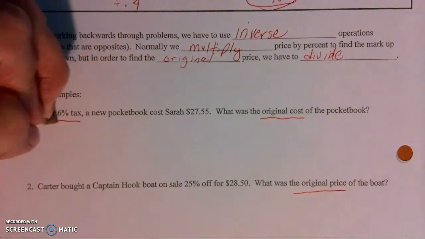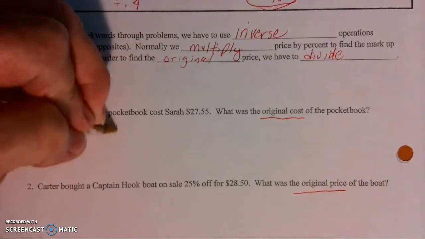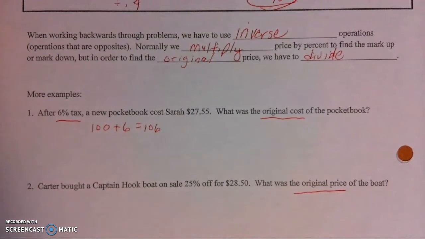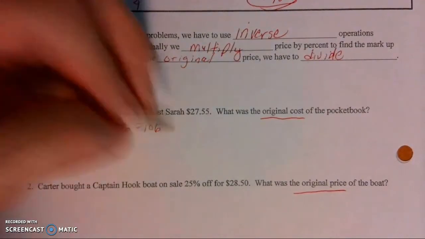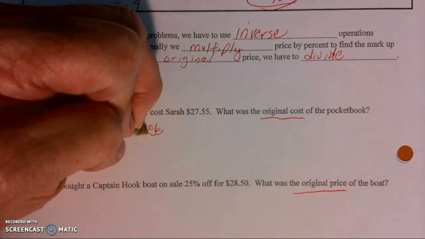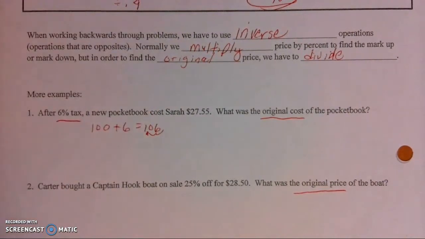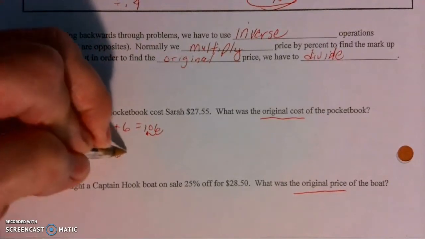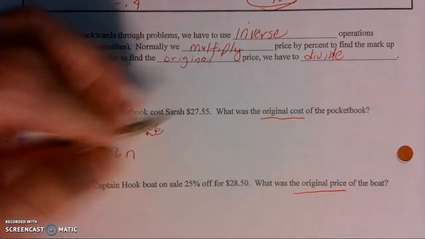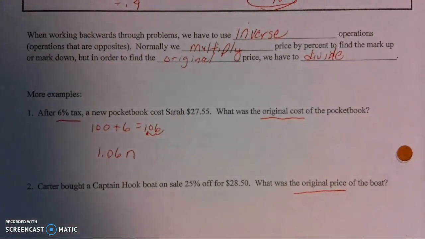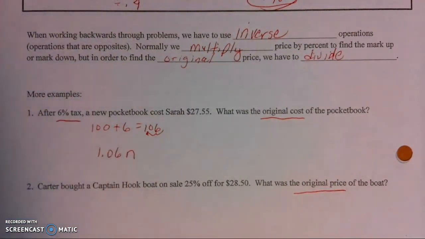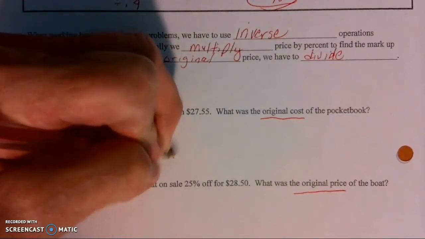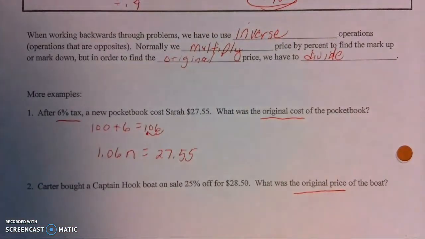Well, remember that a tax is an increase. So the first thing I want to do is add 6% to 100, which is going to give me 106%. I'm then going to move that decimal point 2 places so that I can multiply. Remember that I multiply percent times the original. Well, I don't know what the original is, so I'm going to let n represent the original, but I do know that she bought it for $27.55.